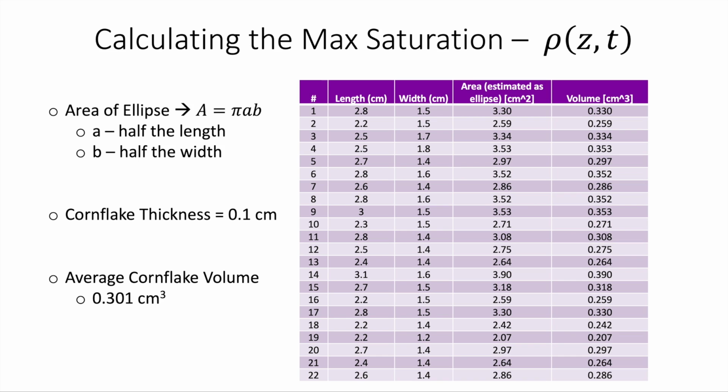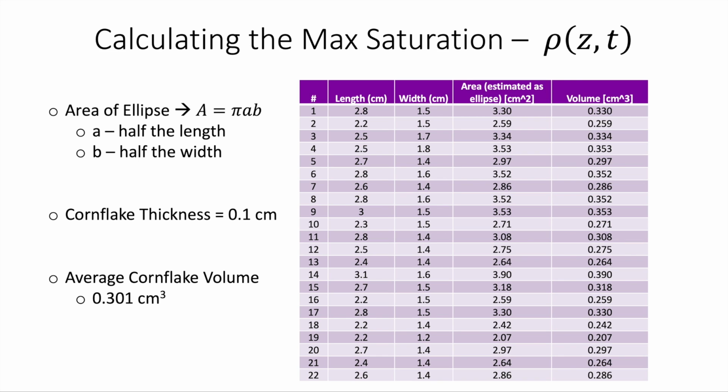But so we have the mass of milk, the average mass of milk. So now we need the average volume of a cornflake, because remember the density term is mass over volume. And so I estimated the cornflakes to be an ellipse. And so here's the equation for the area of an ellipse, where A is half the length and B is half the width. I took length measurements. I basically just measured the dimensions of cornflakes for 22 trials to get an average.